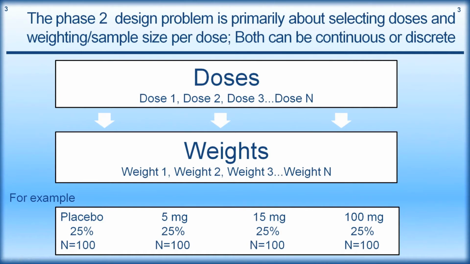In principle, the Phase 2 design problem is about selecting the doses and the weighting for each of those doses. The idea here is that we would select dose 1, 2 through to dose n. And we can think of doses either being on an exact scale, so a selection of doses, or dose on a continuous scale. Similarly with the weights, we can think about the weighting for each of the selected doses. So for example, down here we have an example where we have placebo, 5 mg, 15 mg and 100 mg. The weighting is 25% of the sample size at each dose. And for example, that would be maybe 100 patients at each dose level.